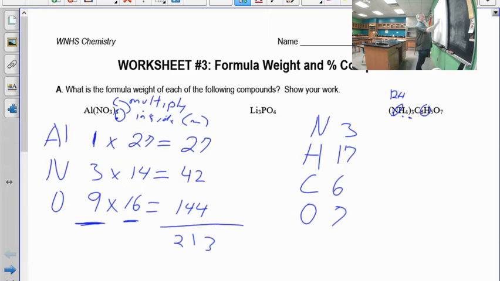So let's go ahead and calculate it out. Nitrogens we know are 14, hydrogens we know are 1, carbons we know are 12, and oxygens we know are 16. And again, that all comes from the periodic table. How much does each one weigh? Multiply them out.